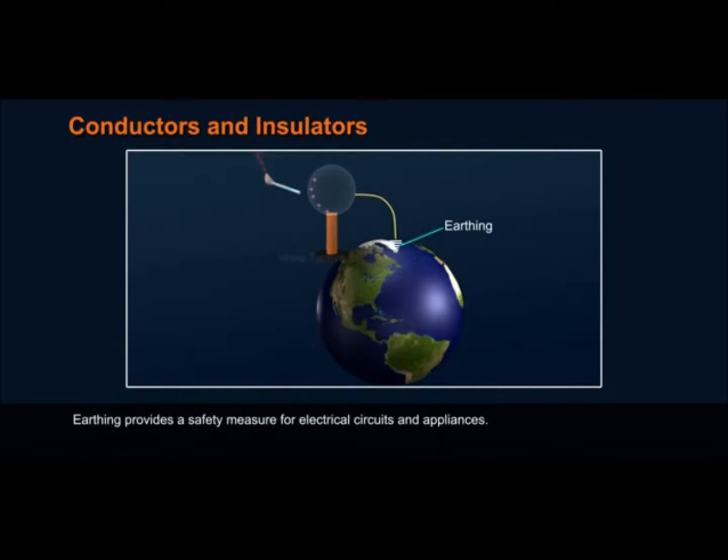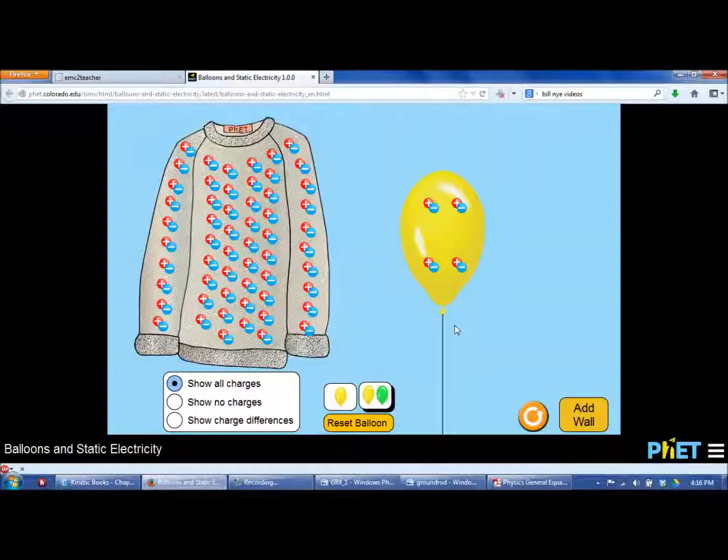Earthing provides a safety measure for electrical circuits and appliances.